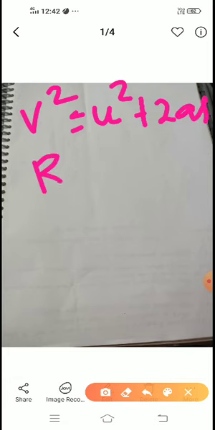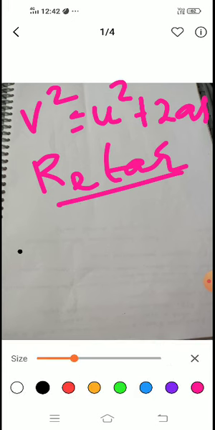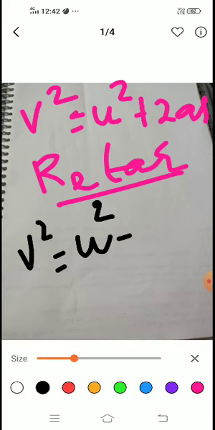So the next one, what is our final one? V square is equal to u square plus 2as. Retardation means negative acceleration, so here v square is equal to u square minus 2as. So these are the three different equations we use whenever it is moving in retardation. These three you'll be applying a lot. There are many numericals based on this, so I want you people to go through this thoroughly, learn these formulas and their derivations as well. Thank you.